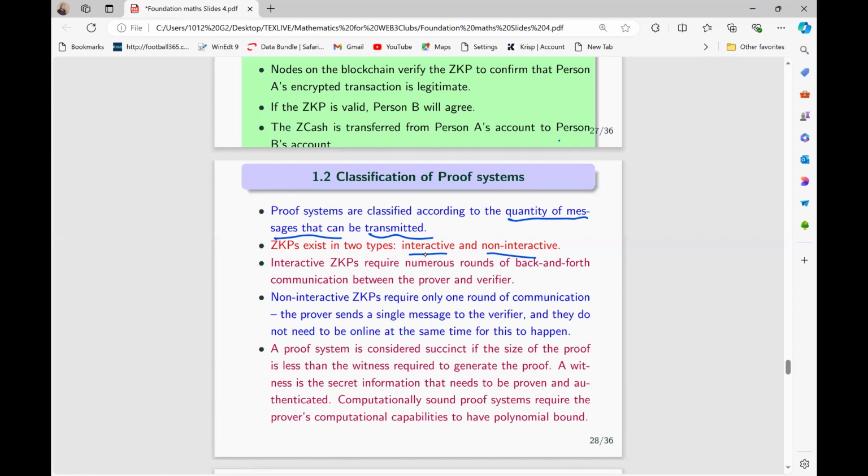Interactive zero knowledge proofs require numerous rounds of back and forth communication. What that means is this. For instance, yesterday I gave an example where Alex was working with Wanjiru, and Wanjiru claims that by looking at a tree, she can instantly tell the number of leaves on the tree.